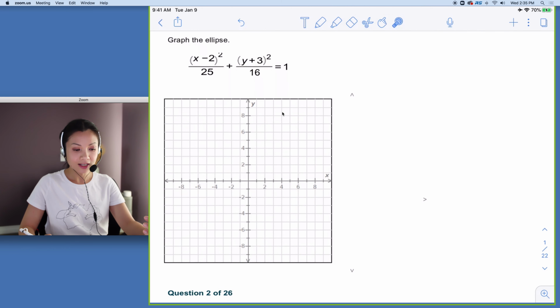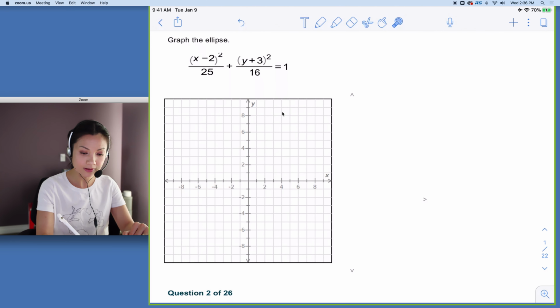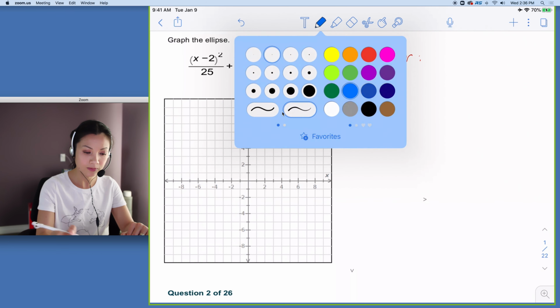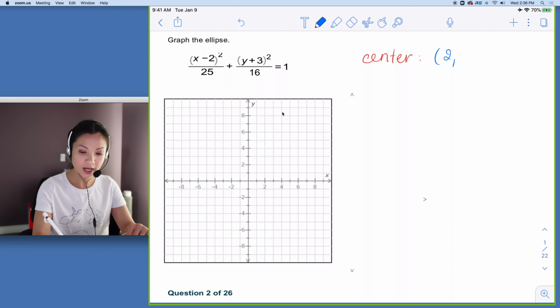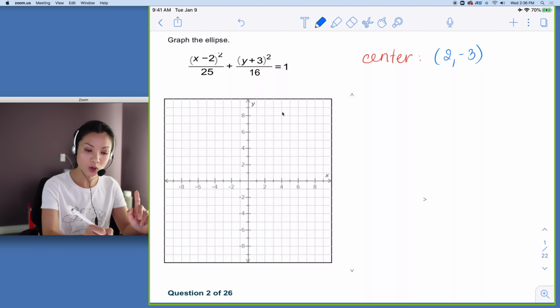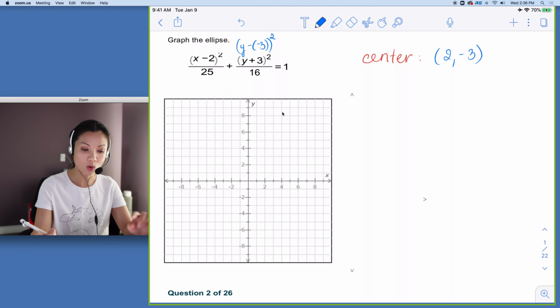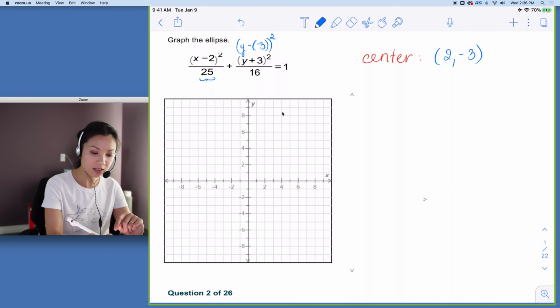So what I need is the center. In order for us to graph the ellipse, we need the center first. So you can see that the center in this case is (2, -3). Notice that we have y minus -3 here. That's why you see y plus 3. So you locate the center, and notice that this is a squared and this is b squared. So a is going to be plus and minus 5 and b is going to be plus and minus 4.